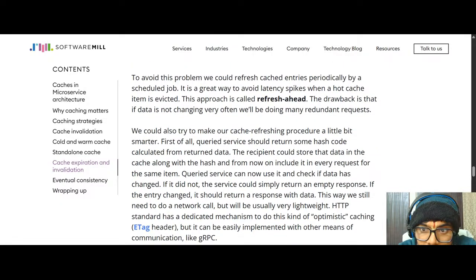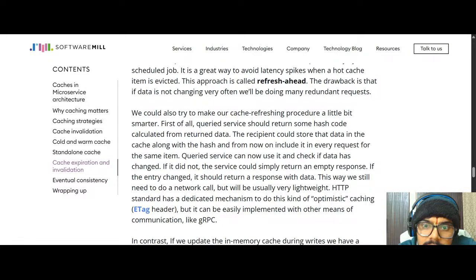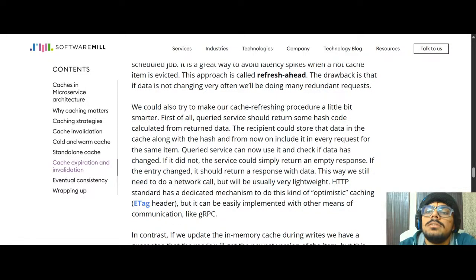You could also try to make a cache refreshing procedure a little bit smarter. First of all, the queried service should return some hash code calculated from the return data. The recipient could store the data in the cache along with the hash. I can make it, and then try integrating it in my own project as well.